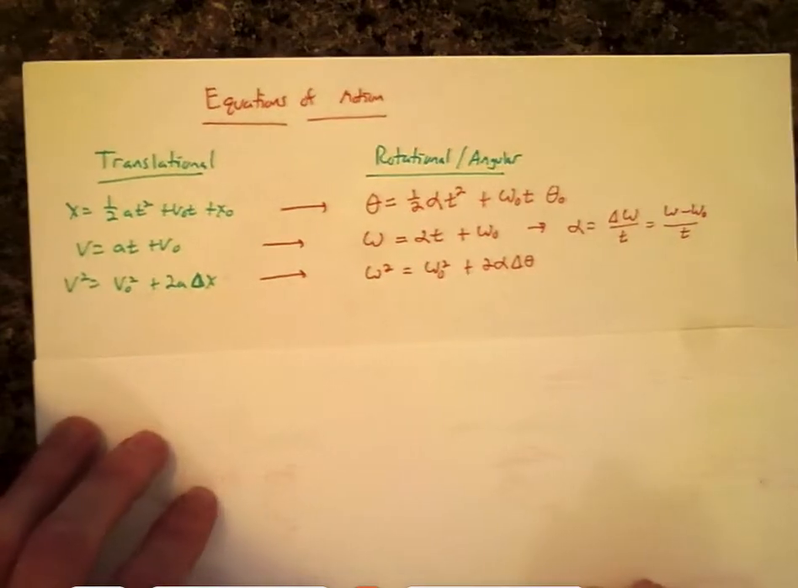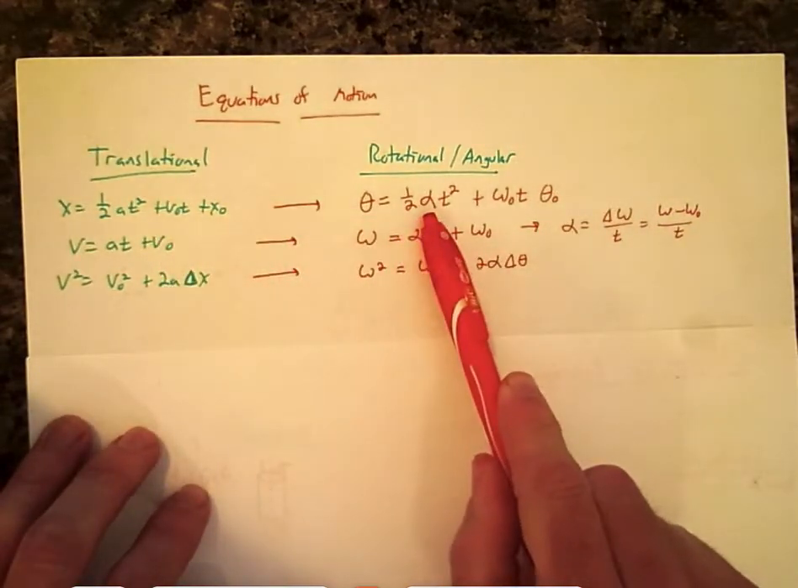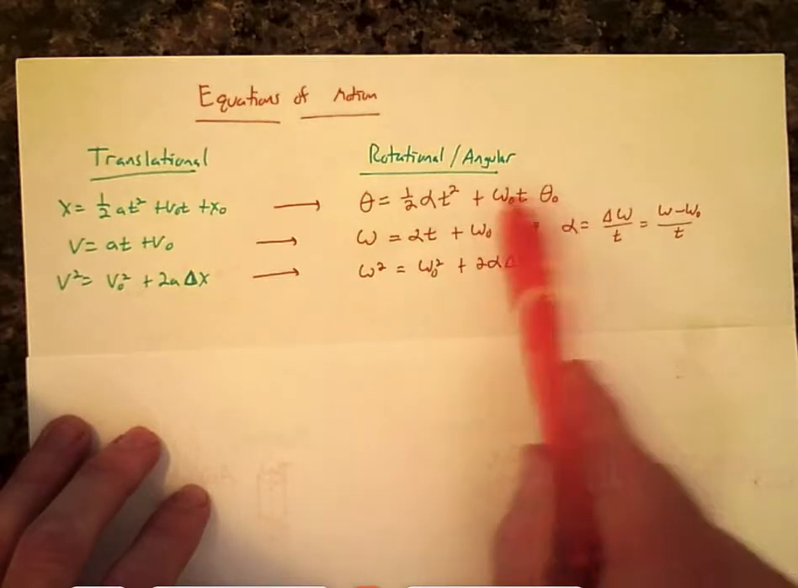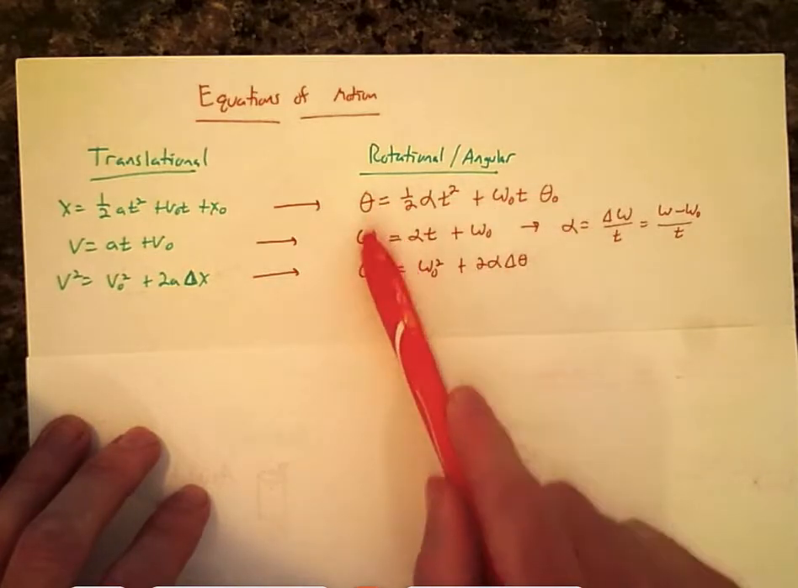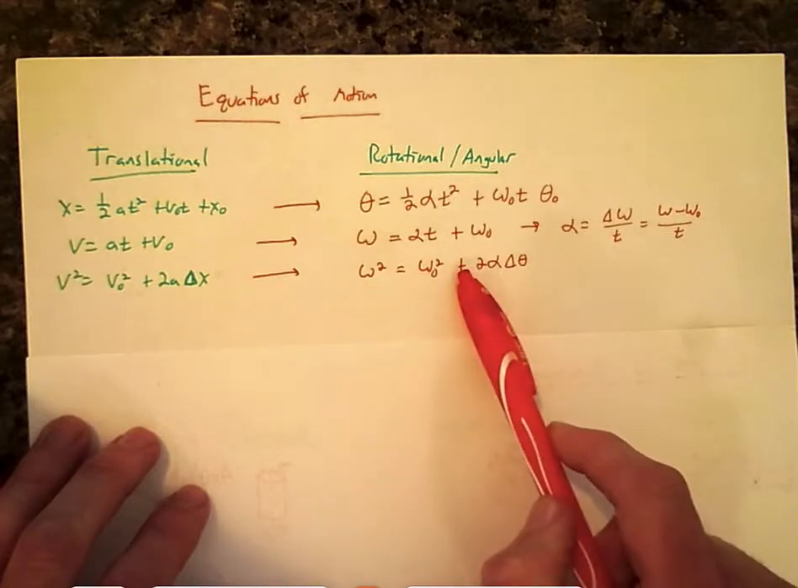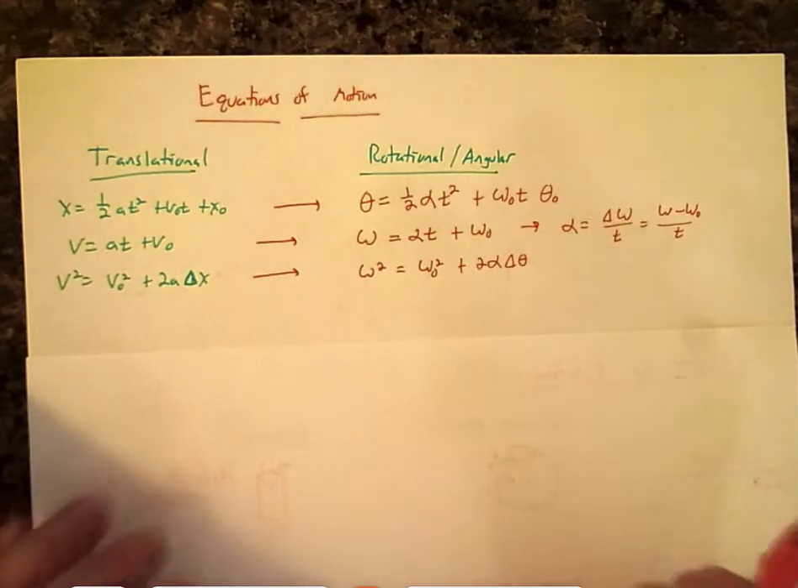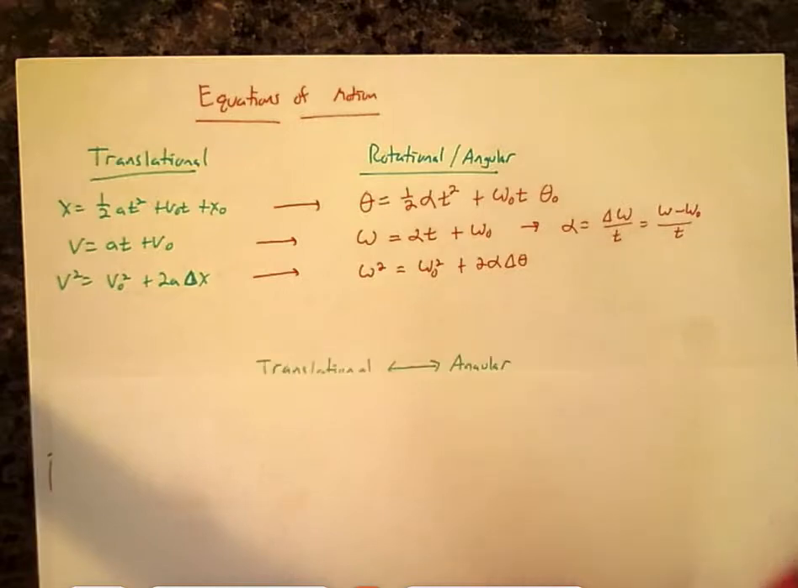So you can use these just like you use these. If you happen to know the angular acceleration and the initial velocity and the time, you can figure out how far something's rotated, how fast it's going in a particular time, and you can do all sorts of things. So there are practice problems like this as well that you can try out.